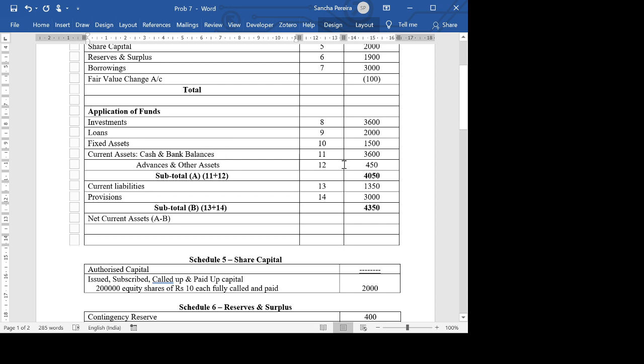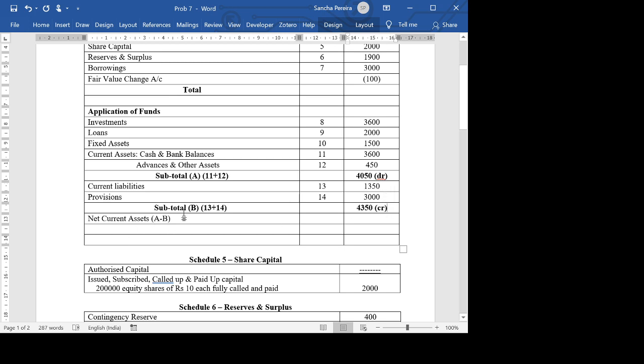Okay. Now we have these two. These are assets and hence they show debit balances. So this 4050 is basically a debit balance. What about current liabilities and provisions, 4350? Is it a debit balance or a credit balance? They are liabilities. This is going to be basically a credit balance because they are liabilities.